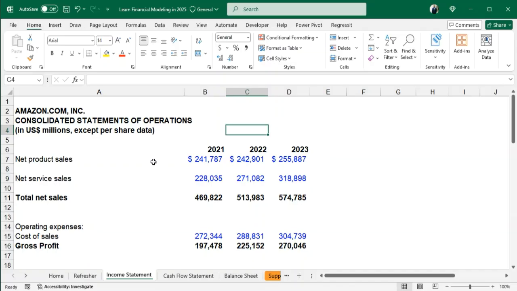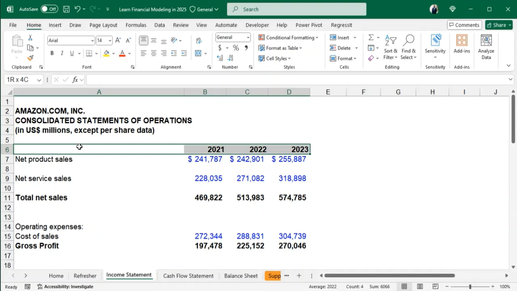Now, before we do that, we want to do a bit of formatting here. So we are actually going to look at the performance of Amazon.com over the next 5 years. So we have a 3-year period of historical financial statements. We're going to project the future performance of Amazon.com based on these 3 historical financial statements. So let's do a bit of formatting here.